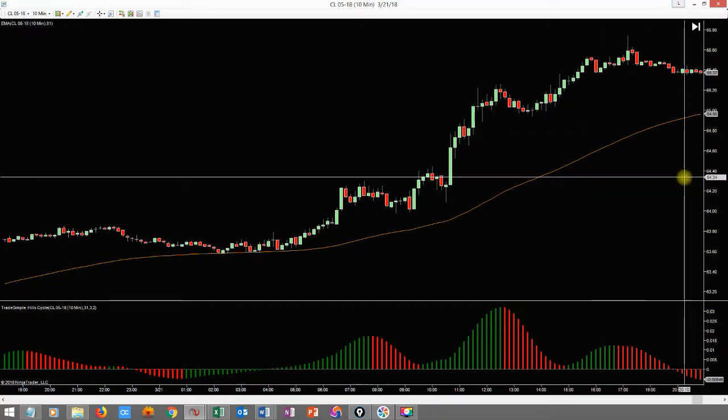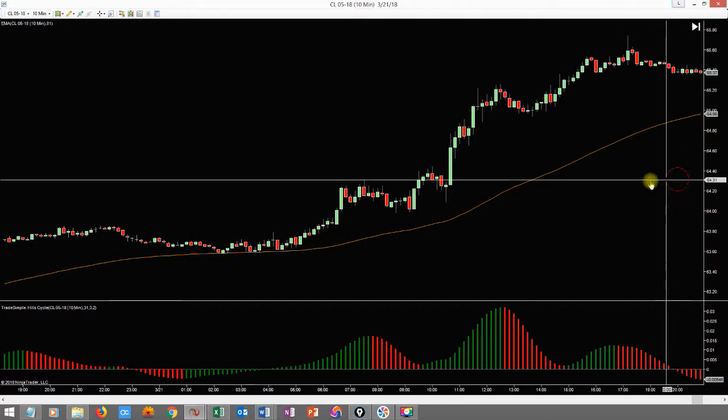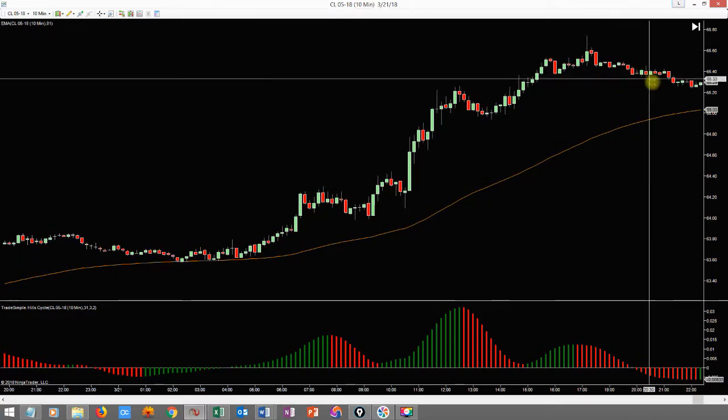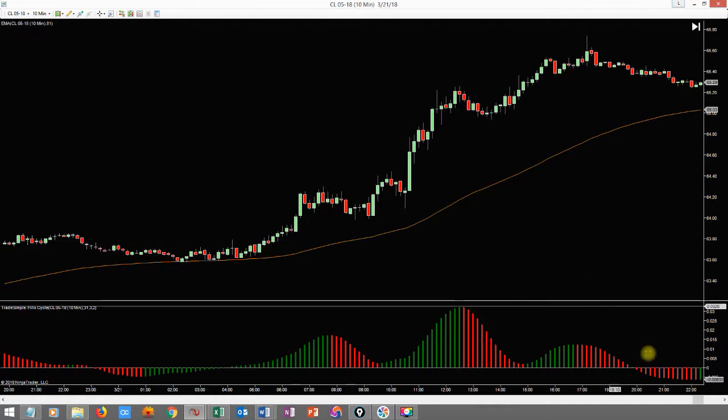You also have a cross valley right here. Take a trade to the downside 38 to 28 and you would have been good, but this is late in the day, we wouldn't have taken any trades there.